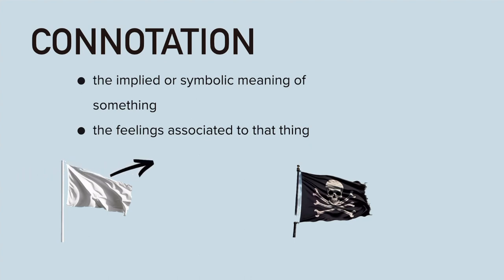So in this case, yes, we know that the denotation of this first image is a white flag. But what are the implied meanings? What are the meanings behind its textbook definition? Well, a white flag actually stands for peace and surrender. So the connotations of the white flag are these, and possibly more that I can't think of right now, but maybe you can.